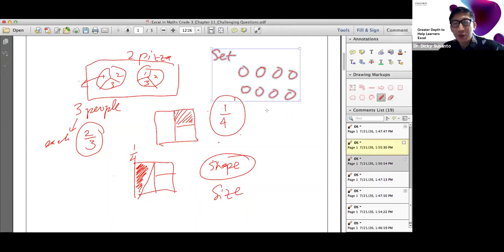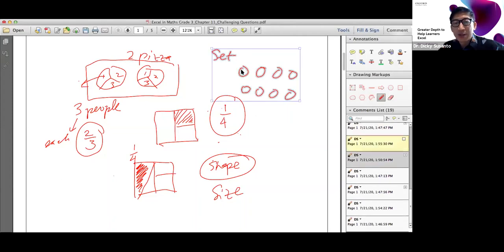And then you share this one, this one, this one with your friend. So how much of the candy have you shared with your friend? Well, you would say 3/8, right? But 3/8 of what? 3/8 of a set, not 3/8 of one candy. So your whole is not this one, but your whole is this entire set.